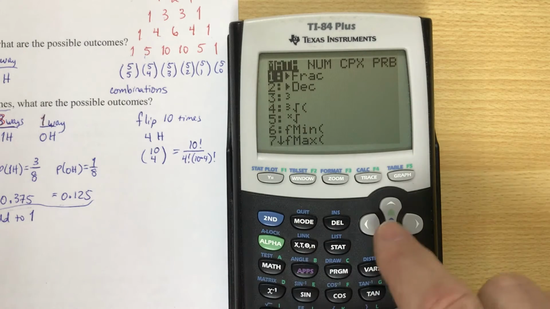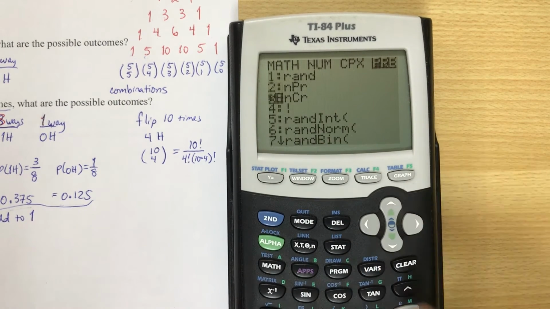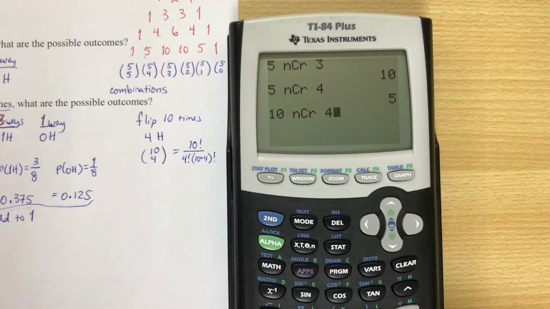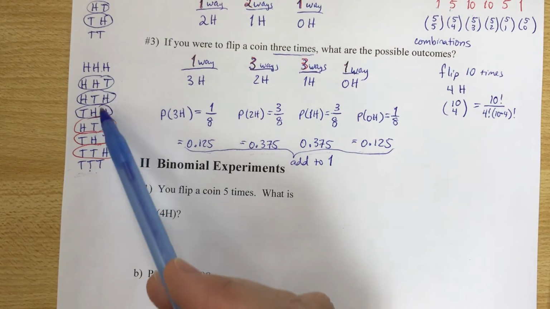10, math. So we're going to do a combination. How many ways could I flip 4 heads? And the answer is 210. Okay, so obviously I don't want to be having to write out all of these possibilities here.